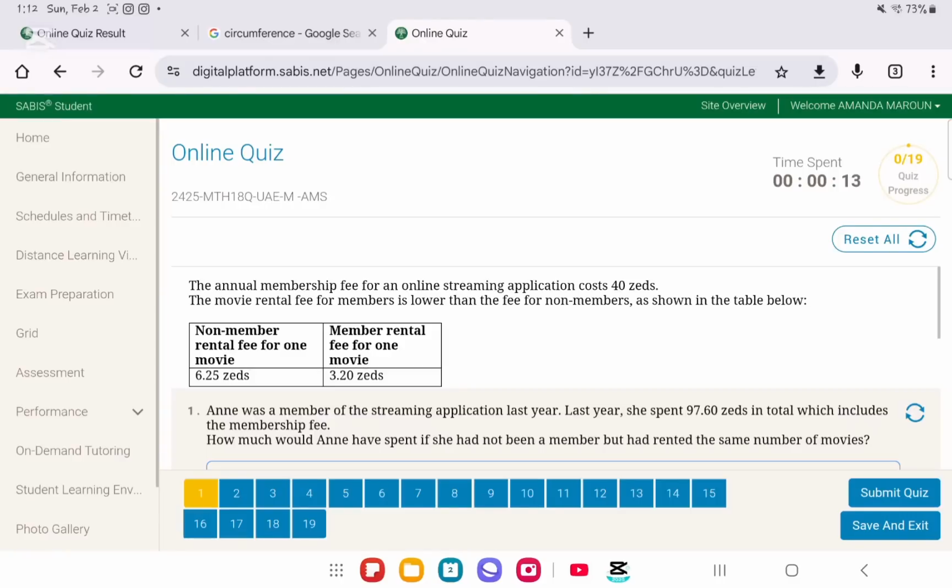So today I'll be explaining the Math AMS quiz of Term 2, Week 8, okay? So let's start.